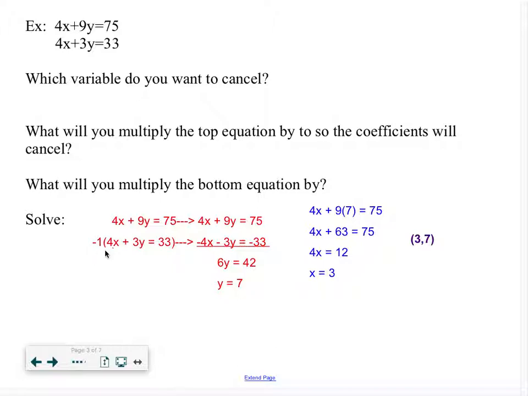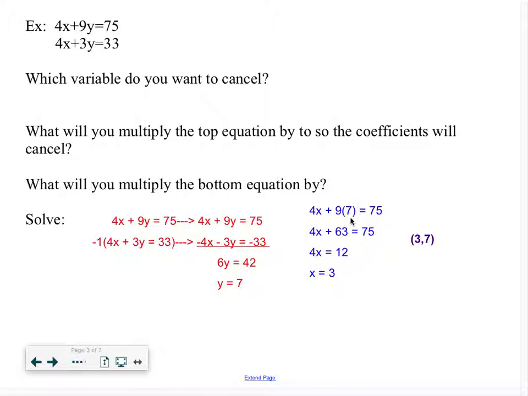So I had to multiply the bottom equation by a negative 1. So I multiplied all of that by a negative 1, and then I added 4 plus negative 4 is 0. Okay, that's good. 9y plus negative 3y is 6y, and so on. I got my value for y.